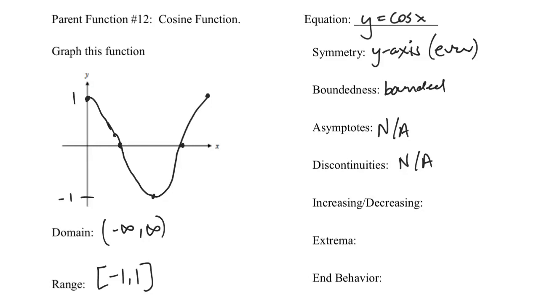Increasing and decreasing, again, is pretty tough to write out in words or even in mathematical symbols, so I'm not going to worry about that here. There are infinitely many maxes and mins, or just extrema. Sorry for the bad handwriting there. And then end behavior, again, just like sine, sort of difficult to give in words. And so I'm just going to put not applicable there for end behavior.